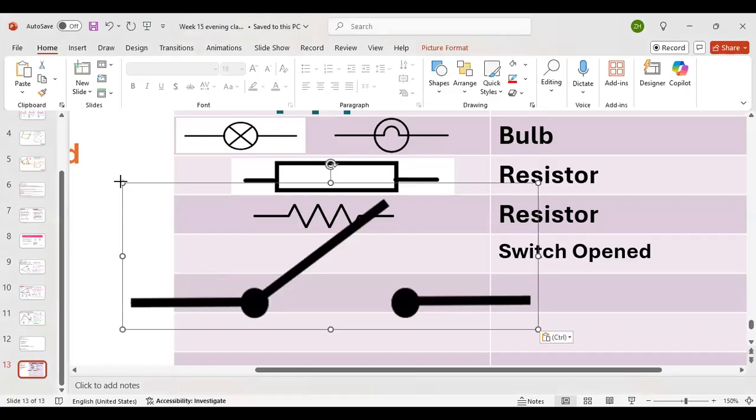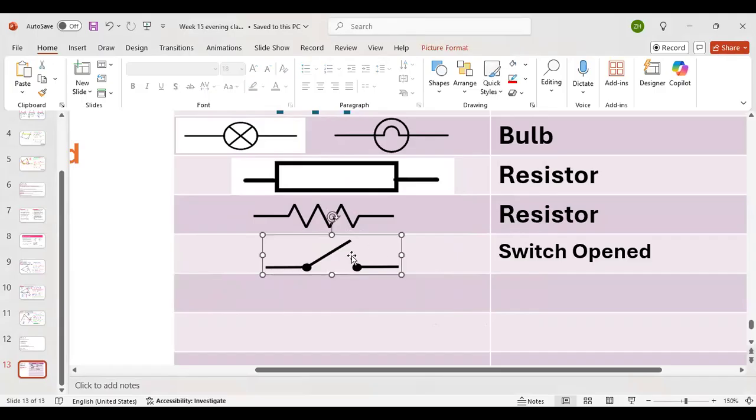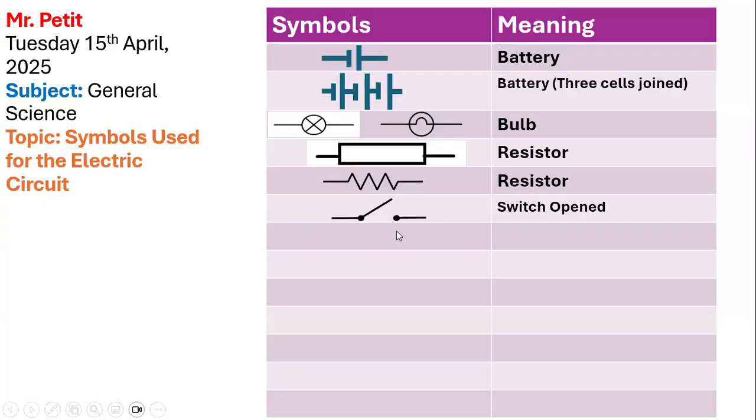All right, so this is the switch open. Now, if the switch is open, do we have electricity? Will electricity pass through if the switch is open? Class, will electricity pass through if the switch is open? No, sir. The switch has to be closed, because the wire has to connect together in order for electricity to pass through.